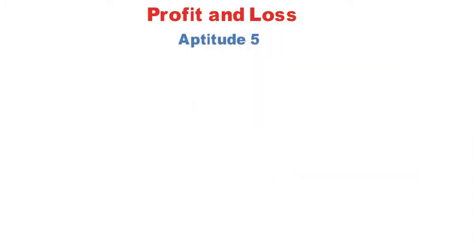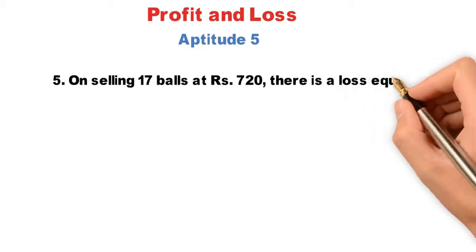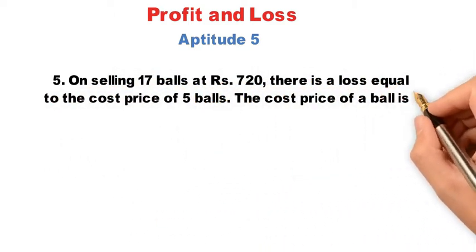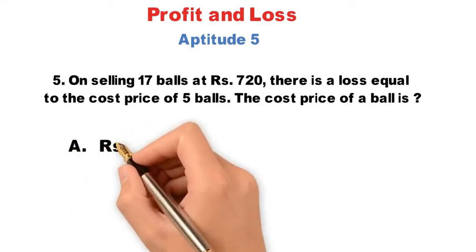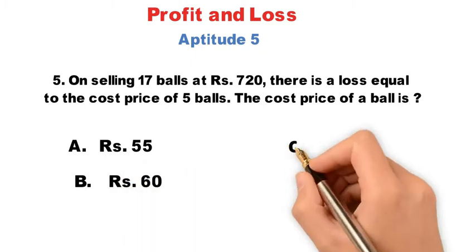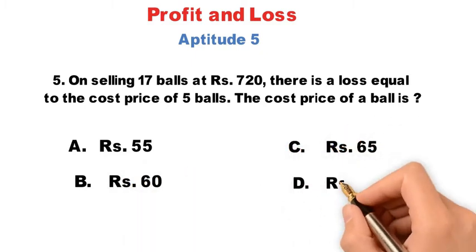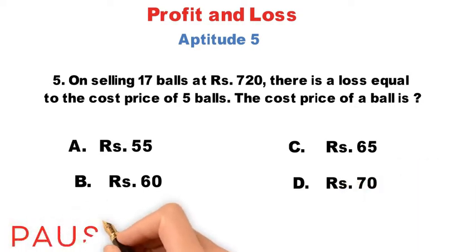Aptitude 5. On selling 17 balls at 720 rupees, there is a loss equal to the cost price of 5 balls. The cost price of a ball is: Option A, 55 rupees, Option B, 60 rupees, Option C, 65 rupees, Option D, 70 rupees. Pause the video, and try to solve the problem.